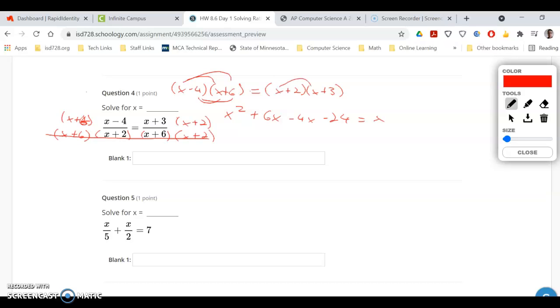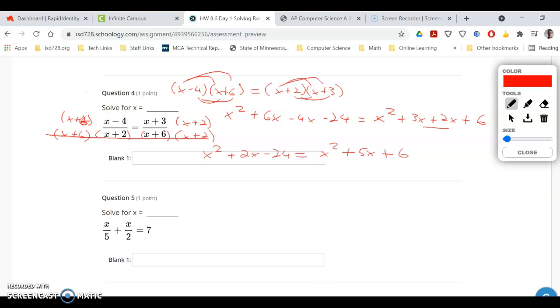X times x is x squared. X times 3 is 3x. 2 times x is 2x. And then 2 times 3 is 6. Okay, so now I'm going to clean this stuff up. So the left-hand side, I can combine the middle two terms to give us 2x. On the right-hand side, combine these two.